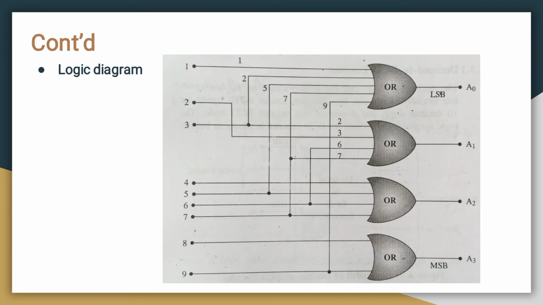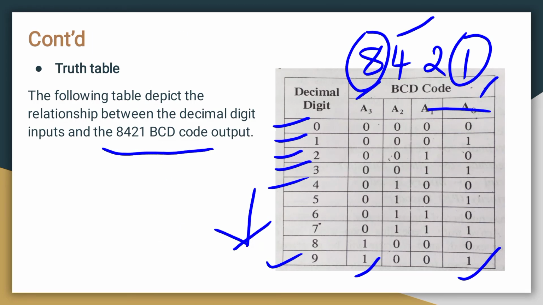So next is the logic diagram. So see here, we have taken the logic diagram. Logic diagram is nothing but we are going to write the gates here for this diagram. So see, input is 9. So 0 is not taken here, because for 0 the active state is every time 0. That means here the active state is nothing but what? Any one input should be high.